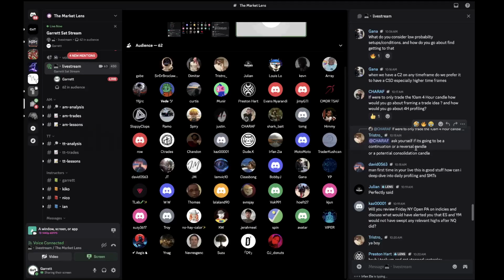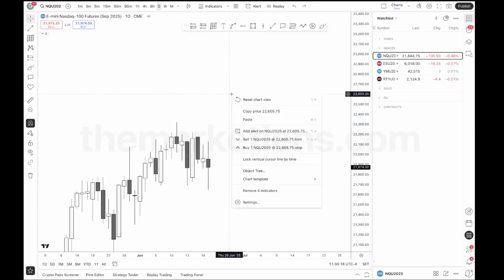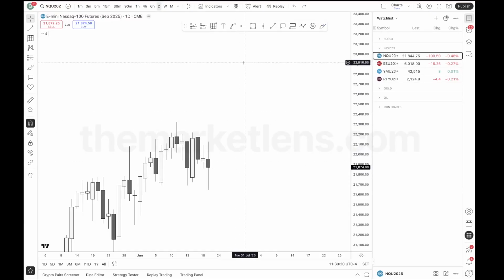If you only trade the 10 a.m. candle, how would you go about framing a trade idea? Yeah, the first thing you have to understand with 4-hour profiling is that the framework comes first. You must know how to frame a high day, low day, and then it's easy. You're just trading the 10 a.m. expansion candle away from that. The only thing to look out for trading 10 a.m. is that you do not want an expansion prior to your entry. You want to catch the expansion.